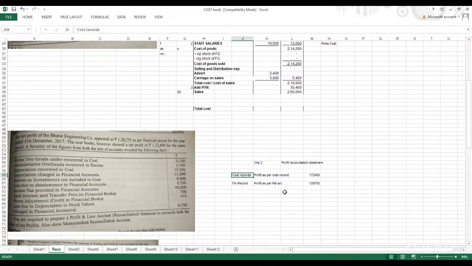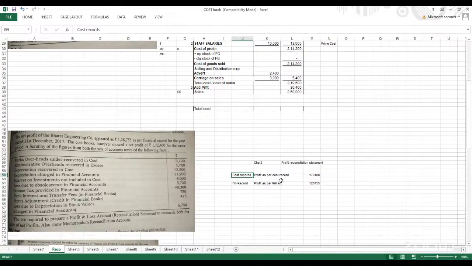So how to reconcile these two profits? In the question itself, they will give you around 10 items which are causing the problem. So you have to add a few and subtract a few to get the answer. You can start with cost and get the answer as per financial, or you can do the reverse. You start with the financial record profit and reach the cost records profit. Anyways, you get the same answer. Now how to solve this sum?